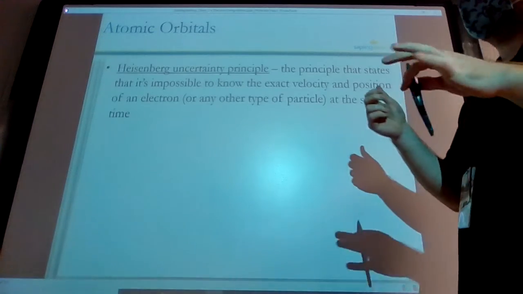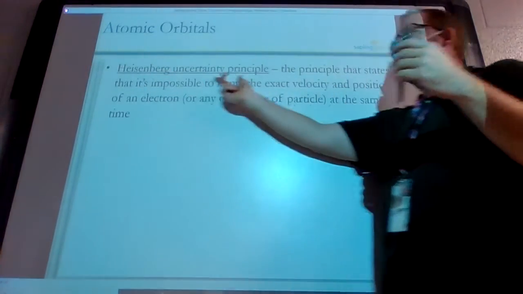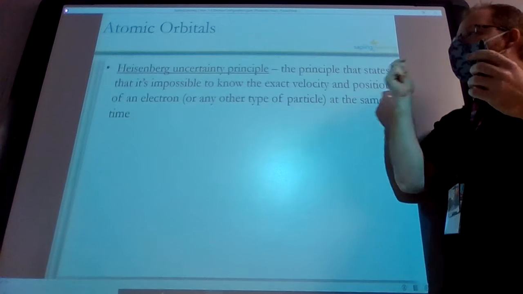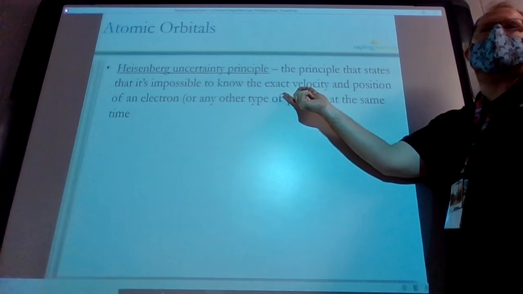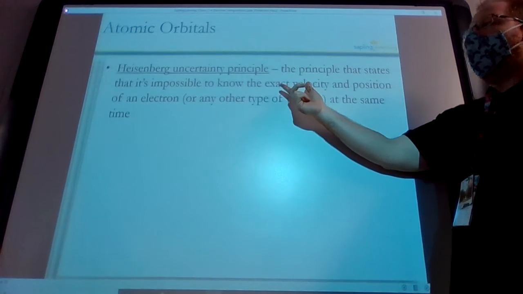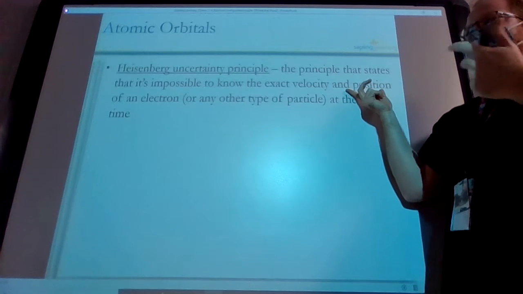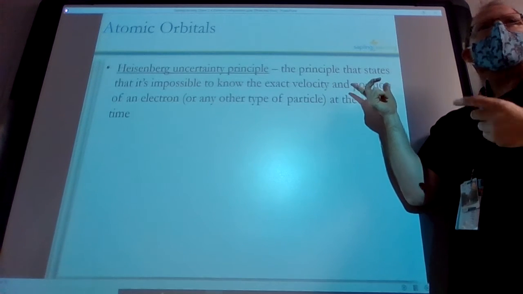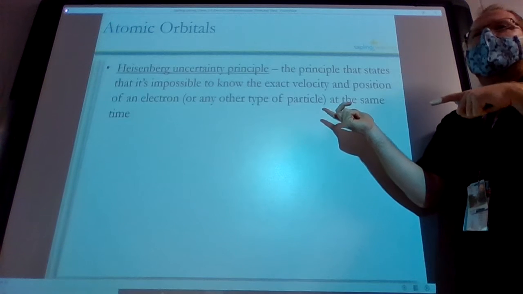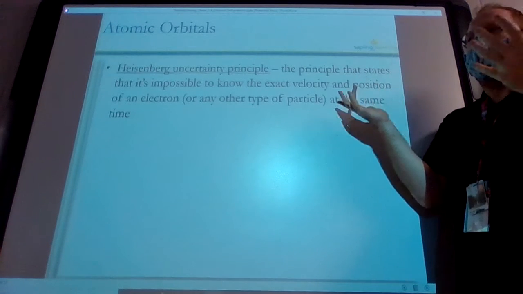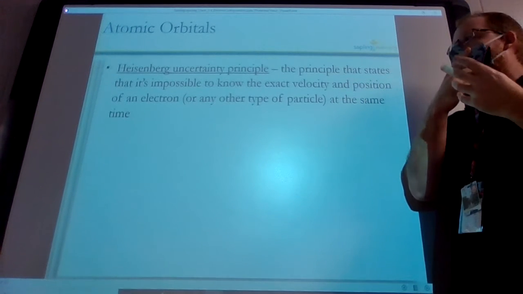So we're going to start off at the beginning with the Heisenberg uncertainty principle. And this principle basically states, and we talked about this the other day, we can't know the exact velocity and the position of an electron. We can know one, but we can't know the other. That's just how it works, the way that we have everything set up right now.